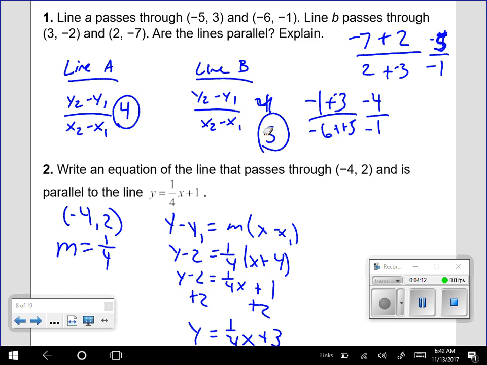Below we did another example of writing an equation that passes through an ordered pair and is parallel to this line. So our slope is 1/4. We plug it into our point, we distribute, and we get y alone.